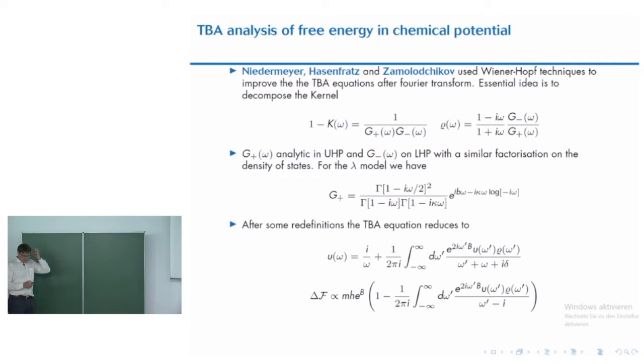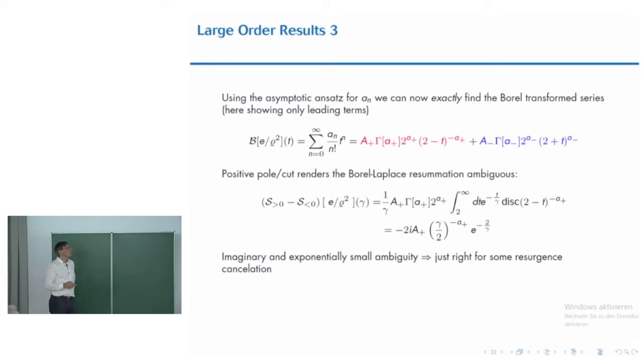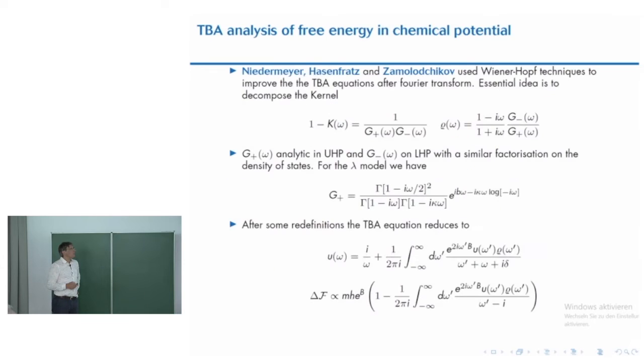So we're going to change technique now. We've done all we can with the asymptotic expansion. That bit of the story is full. But we're going to go back to the beginning, and we're going to analyze the TBA system, but we're going to do it in a different way.